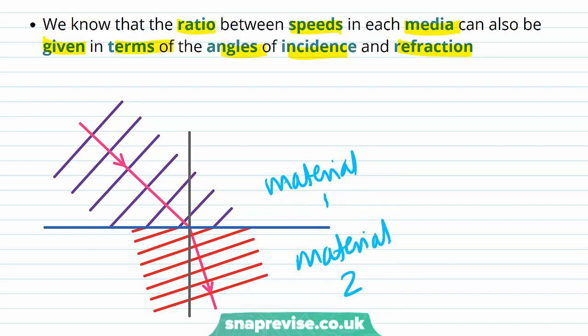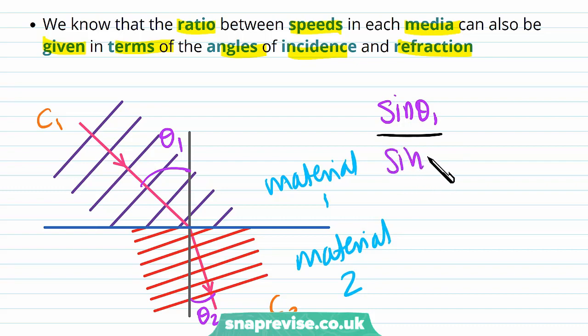And we've said that the angle that the light makes with the normal to the interface is the angle of incidence. So that's theta 1. And this angle is theta 2. So it's the angle that the refracted ray makes with the normal. And light is also travelling with a speed c1 through material 1 and c2 through material 2. And we've seen that sine theta 1 divided by sine theta 2 is equal to c1 divided by c2.